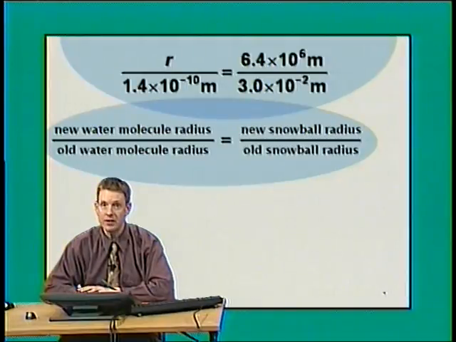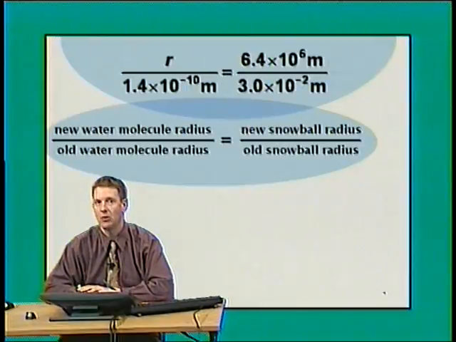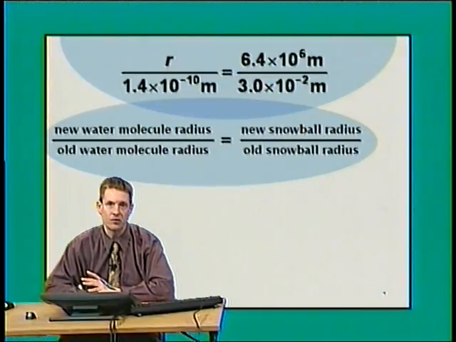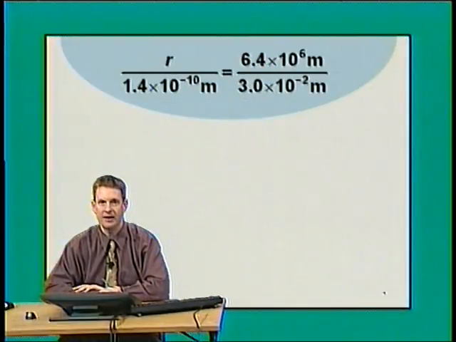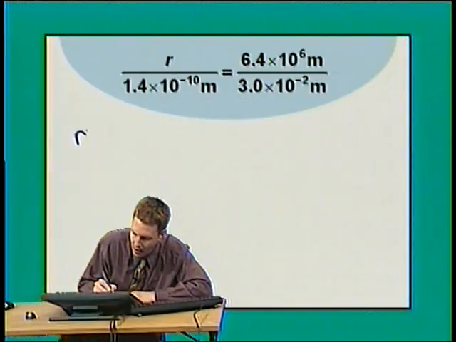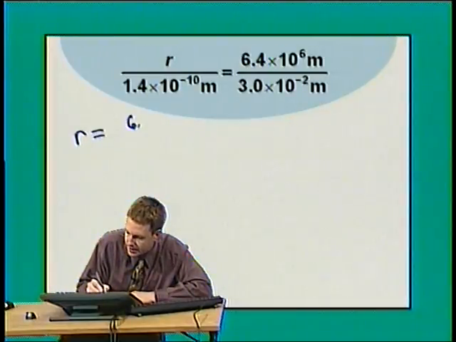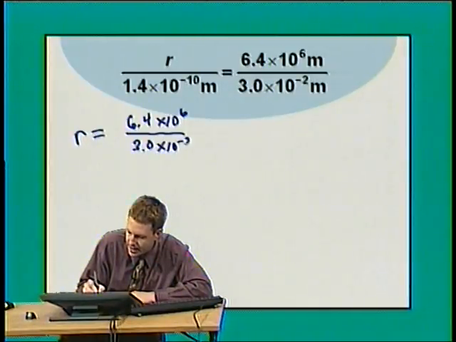The 6.4 times 10 to the 6th, that's the new snowball radius. The snowball is blowing up, so its radius is as big as the radius of the Earth. And our snowball originated with a 3.0 times 10 to the negative 2 meter radius. So new radius over old radius equals new radius over old radius. So let's go ahead and solve for r. r is going to be 6.4 times 10 to the 6th over 3.0 times 10 to the negative 2.